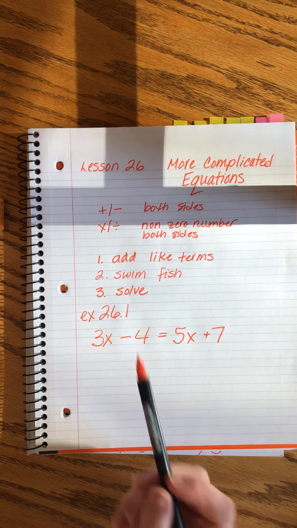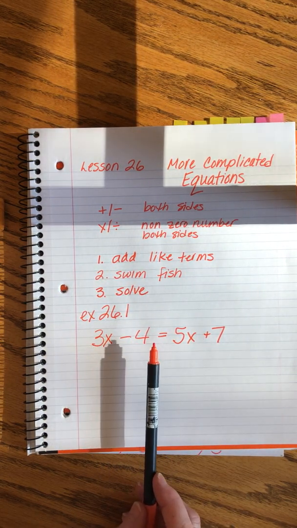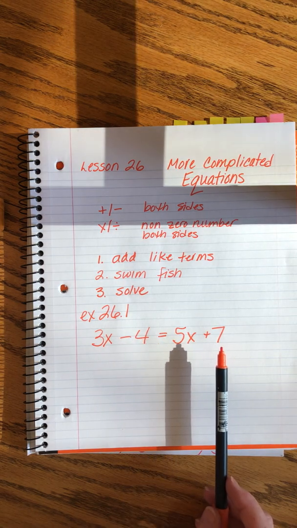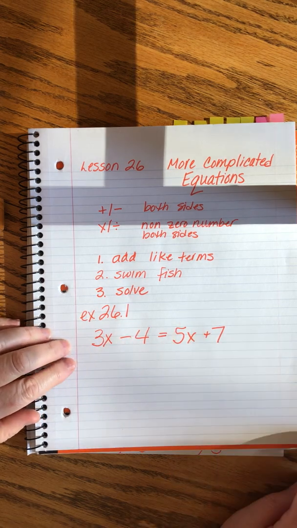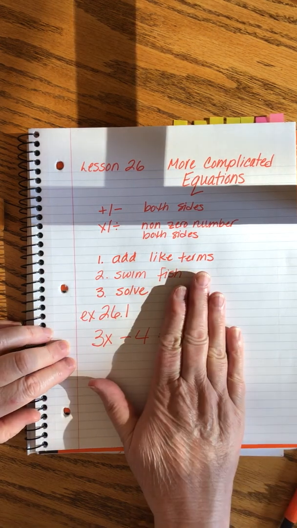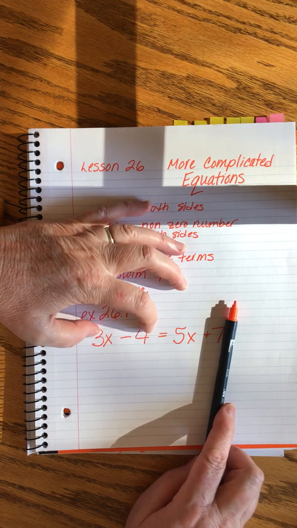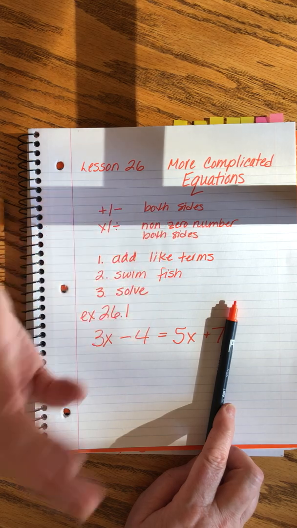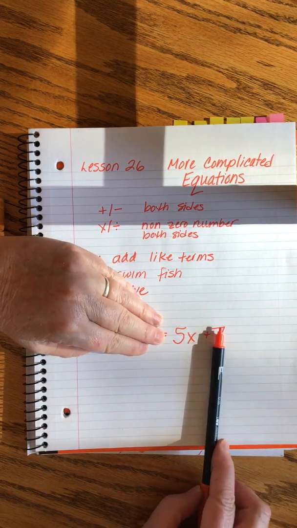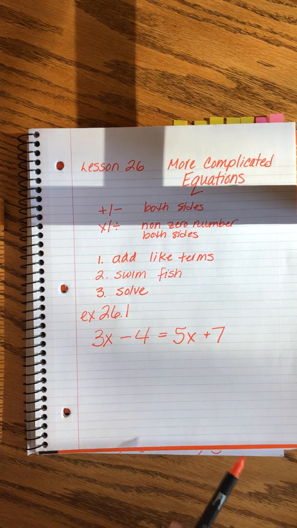Okay, so our first step is to add like terms. Like terms means on one side of the equation or the other. It does not mean going across. That's swimming fish. Adding like terms means we only look at one side of the equation and we look to see if there's anything we can combine. Here we see no, there's an X term and a plain number term. Nothing. Same thing over here. So there's no like terms that we can add. All we can do is swim fish.